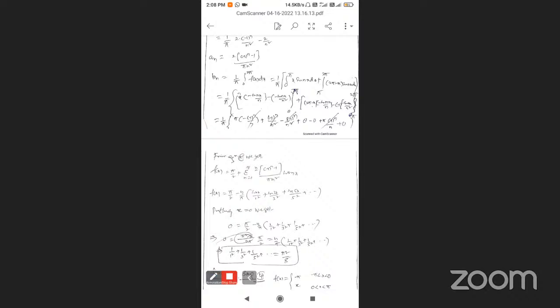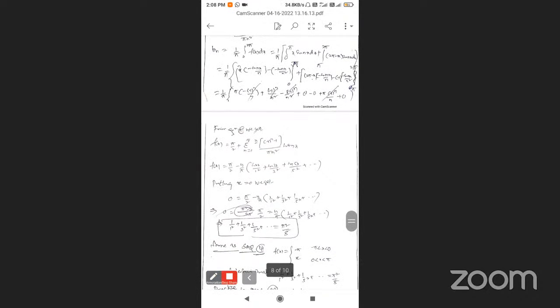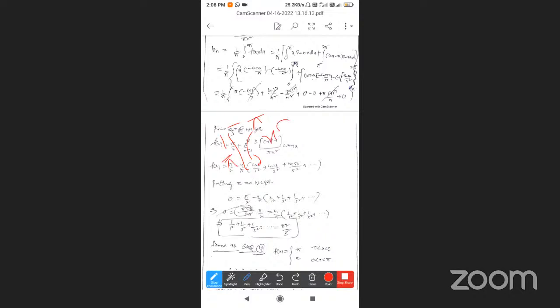Now we get the result: 1 by pi into the integral from 0 to pi of x into sin nx dx, plus the integral from pi to 2 pi of (2 pi minus x) into sin nx dx. The UV rule applies. The first one is x into minus cos nx by n, minus d by dx of x, which is 1, into minus sin nx by n square.